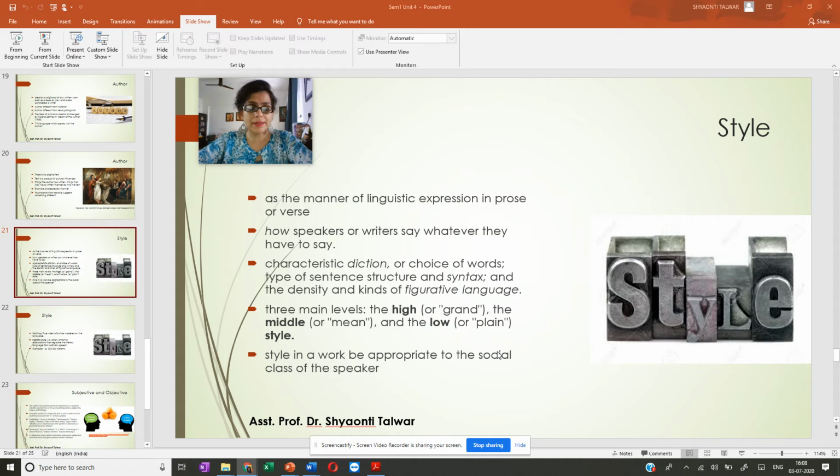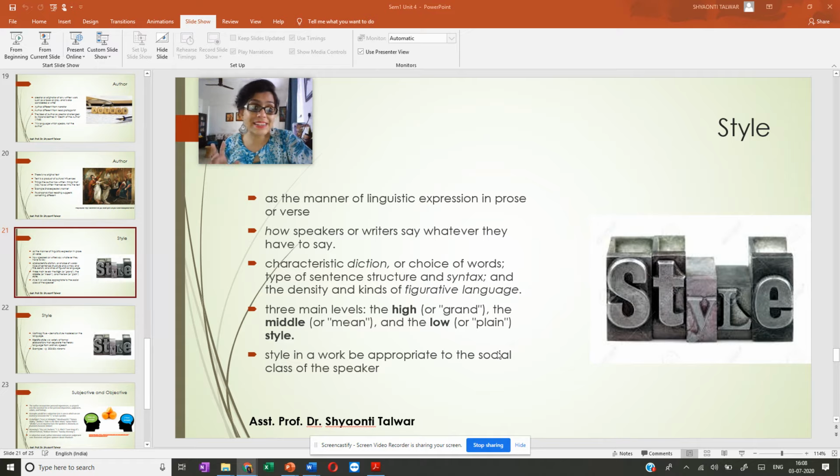We'll look at the terminology style and try to understand what it means. Style refers to the manner of linguistic expression, that is, the kind of language that is used at the level of words, at the level of sentences, at the level of paragraphs, in prose or verse, at the level of longer phrases. In other words, it refers to how speakers or writers say whatever they have to say. So it refers to manner more than matter.